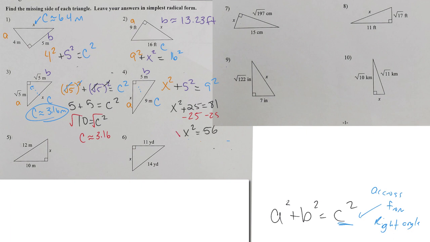Now I can square root both sides. So X equals, into my calculator, just put the square root of 56. I end up with about 7.48. Now remember, it's an approximate symbol.